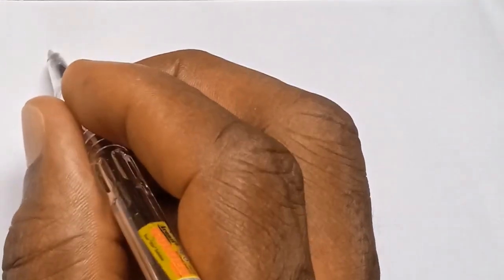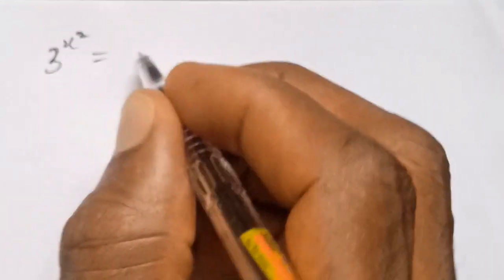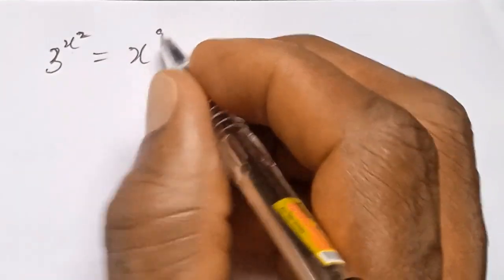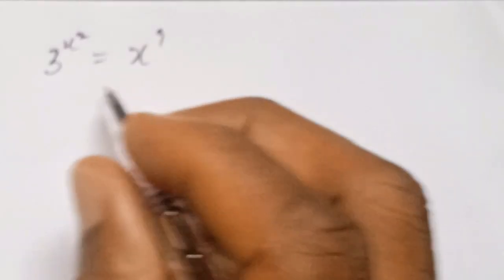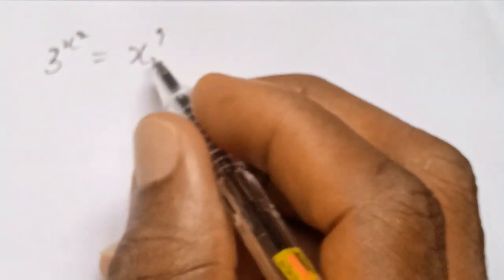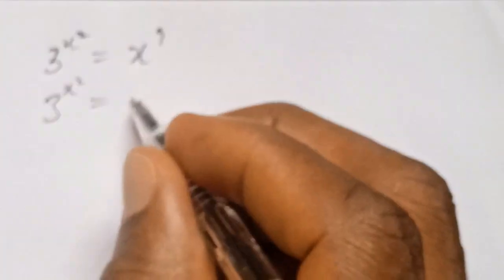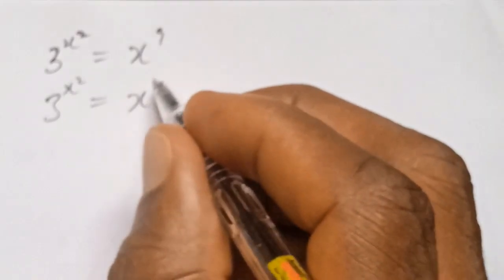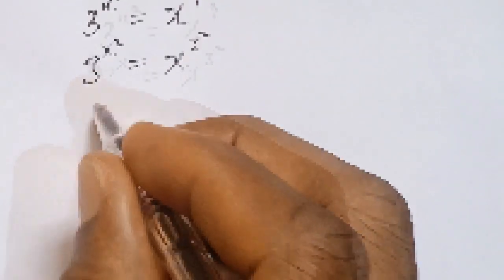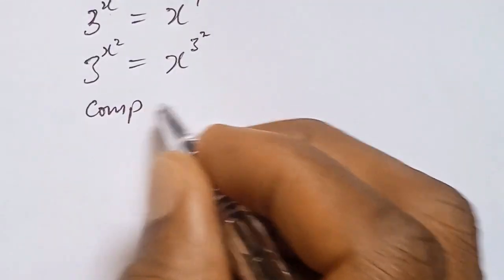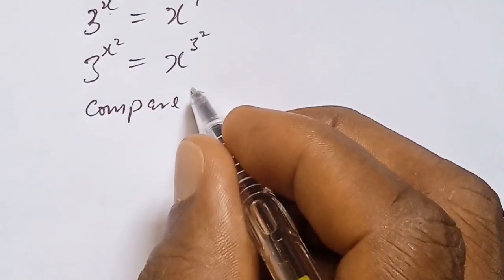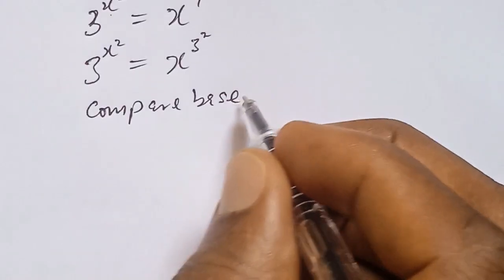So from here we have 3 to the power of x squared equal to x to the power of 9. Now we can simplify the right hand side. So we have 3 to the power of x squared equal to x to the power of 3 squared. So from this expression, we can now compare the base.